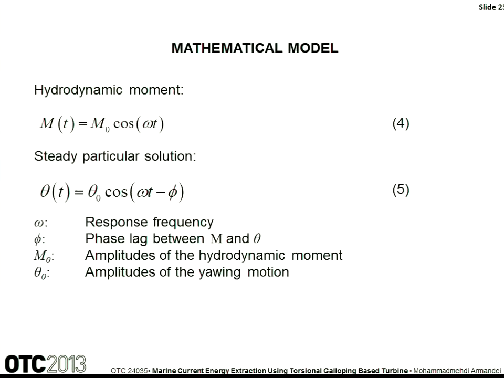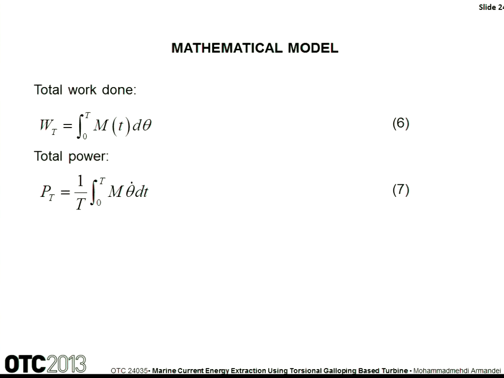On the right-hand side of this equation, there is the hydrodynamic moment, which is modeled here as a harmonic function. This is the steady particular solution for the equation of motion, in which omega is the response frequency, phi is the phase lag, and M0 and theta 0 are the amplitudes of the hydrodynamic moment and yawing angle respectively.